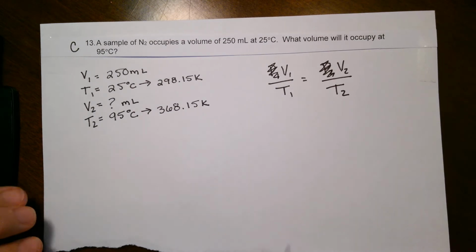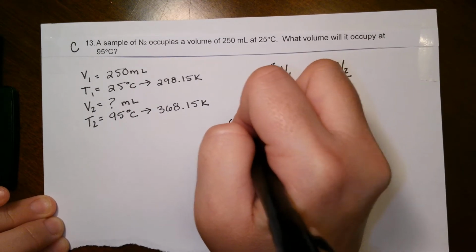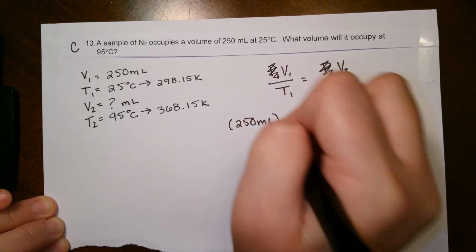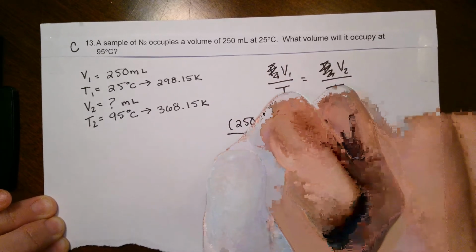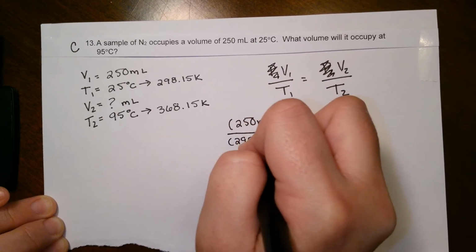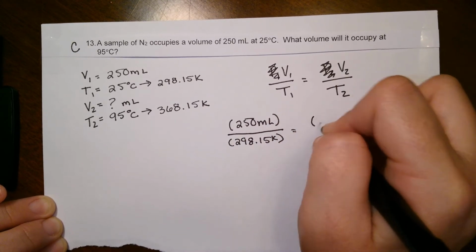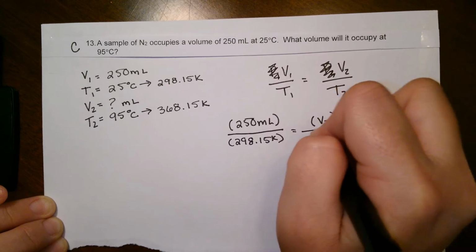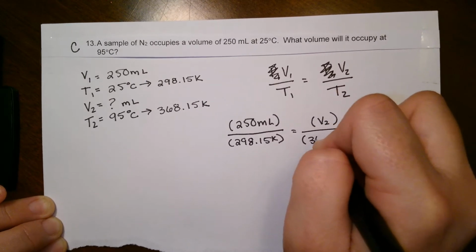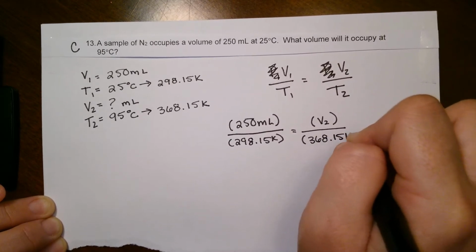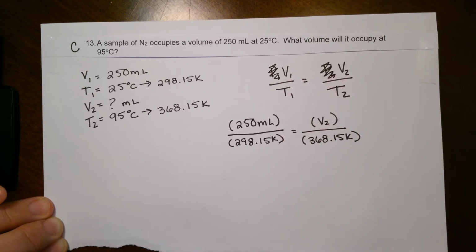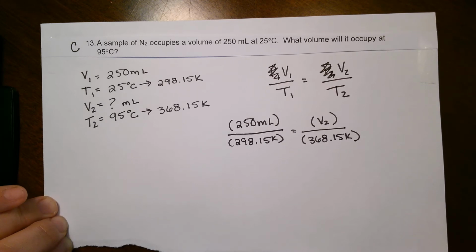So let's go ahead and plug it in. V1, 250 milliliters. T1 is 298.15. Make sure you plug in that Kelvin. V2 is our unknown. And T2, 368.15, again plugging in that Kelvin. Once we have it all set up, fractions can be a little bit intimidating, but we're going to go ahead and cross multiply. That's the easiest way to solve for this.